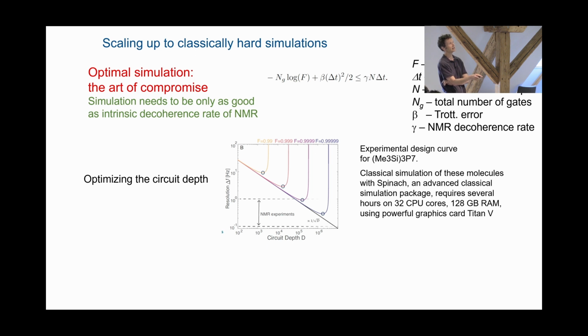So depending on the fidelity, we want to make the step as small as possible for Trotterization, but in order to minimize the error due to infidelity, we want to make the number of gates as small as possible. And then we have to find a compromise. What is special about the simulation of NMR is that it's not like a classical optimization algorithm. We don't have to be precise. We only have to compute the spectra as well as the intrinsic width, right?